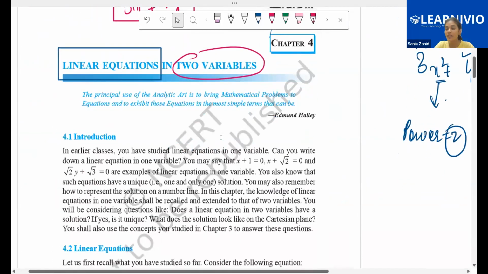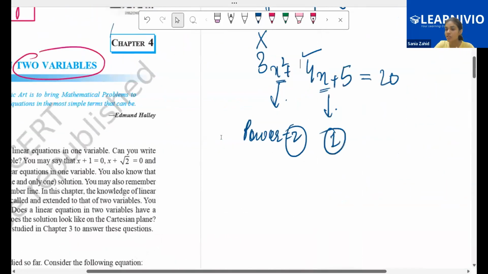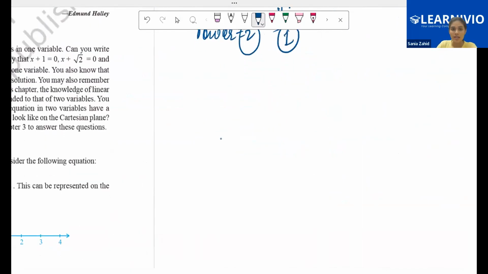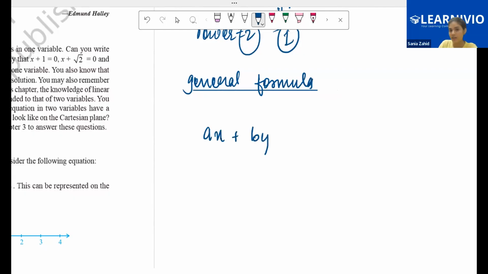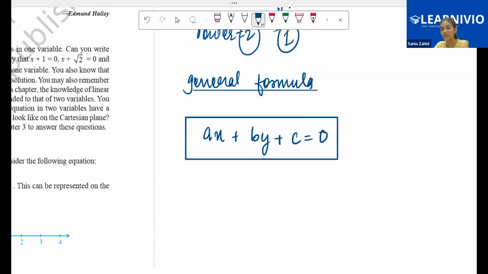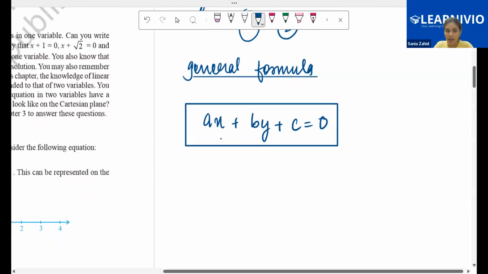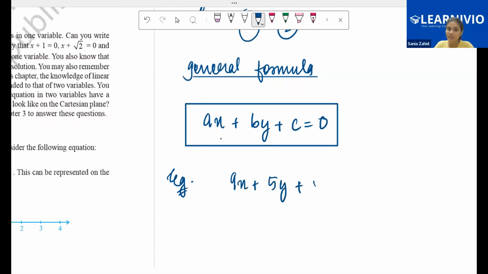Now there is a certain way of expressing a linear equation in two variables. The generic form is the general formula: ax plus by plus c gives you 0. This is your general formula to write a linear equation in two variables, right? For example, I have an equation 9x plus 5y plus 3 is equal to 0. So this is a linear equation in two variables in the general form.